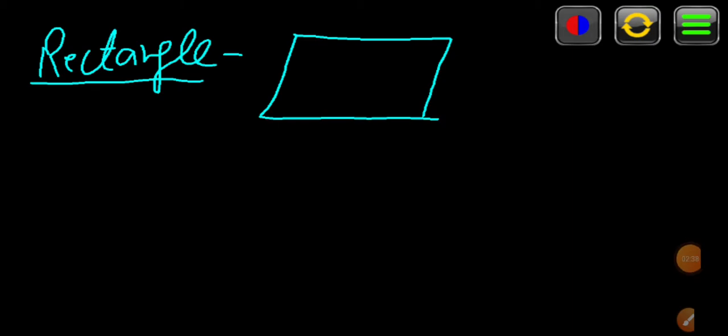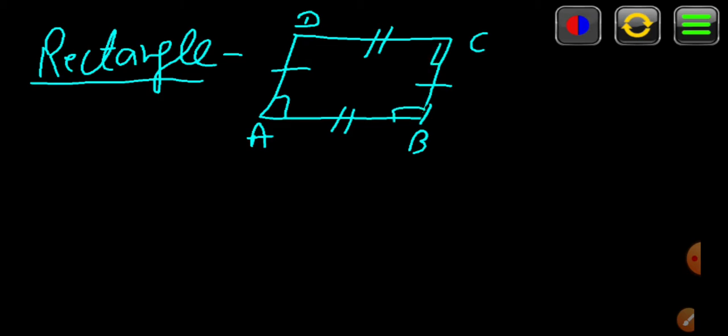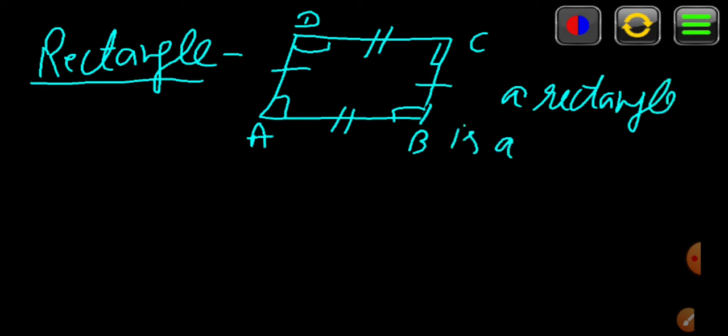Now we will discuss about rectangle. A rectangle, as the name suggests, here ABCD is a rectangle in which opposite sides are equal and each angle is a right angle. We can say that it has all the properties of a parallelogram. A rectangle is a parallelogram with equal angles.